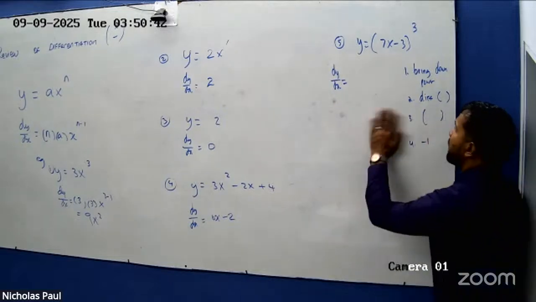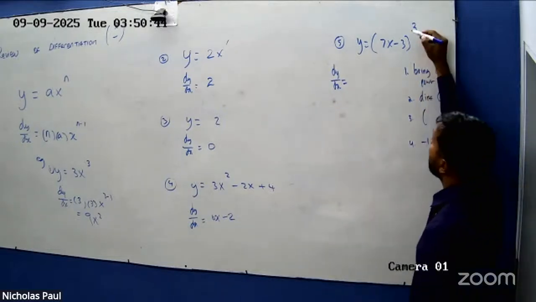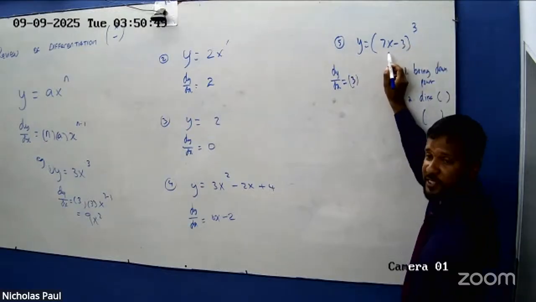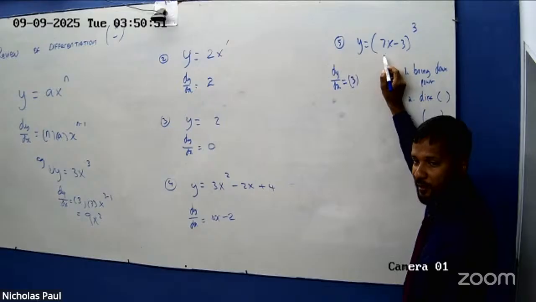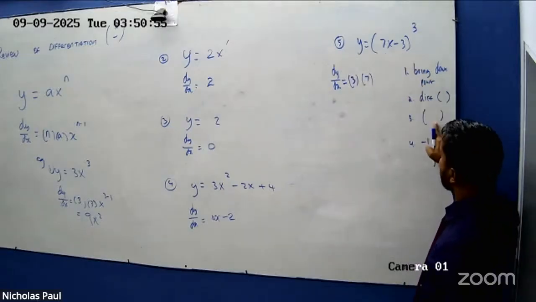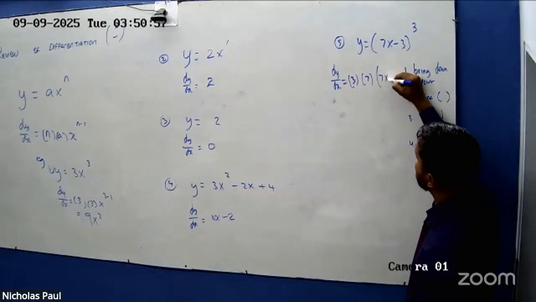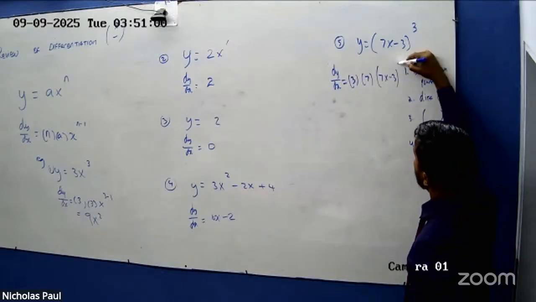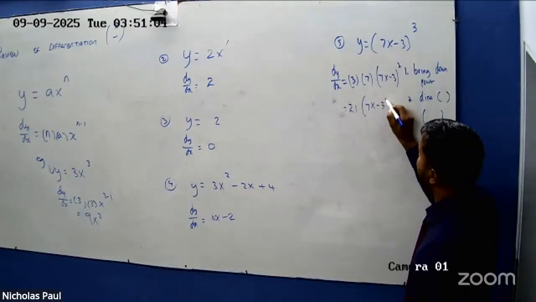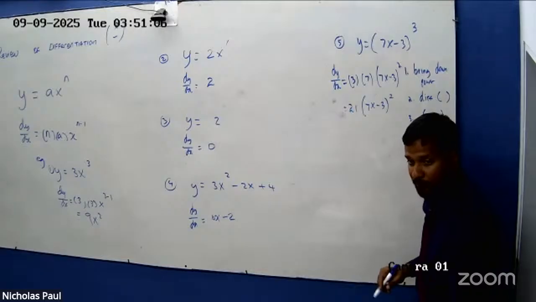Watch it here. Bring down the power. Power is what? 3. What's the differential of 7x minus 3? 7. Then, after we differentiate inside the bracket, we write back the bracket and we minus 1 for the power. So the answer is 21 by 7x minus 3 squared.